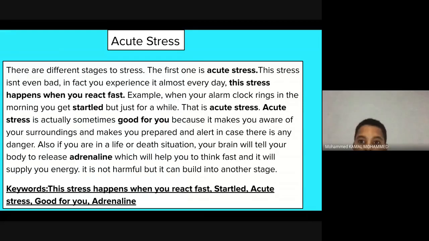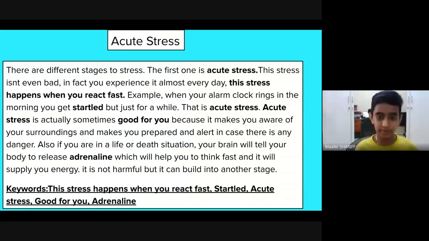Also, if you're in a life or death situation, your brain will tell your body to release adrenaline, which will help you to think fast and it will supply you energy. It isn't harmful, but it can build into another stage that is harmful.